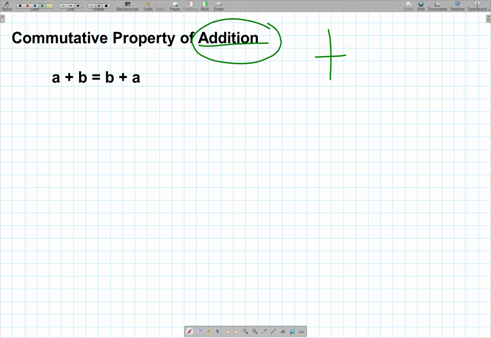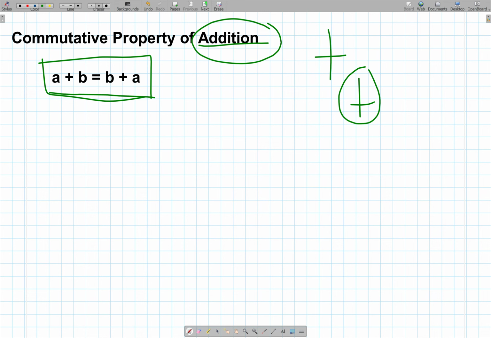So, ibig sabihin, plus yan siya. Right? So, ang ibig sabihin ng commutative property of addition, for example, no, A plus B equals B plus A. Ang ibig sabihin nito, ang tawag dito sa property na to is commutative property of addition. Bakit addition? Kasi plus yan siya, no?